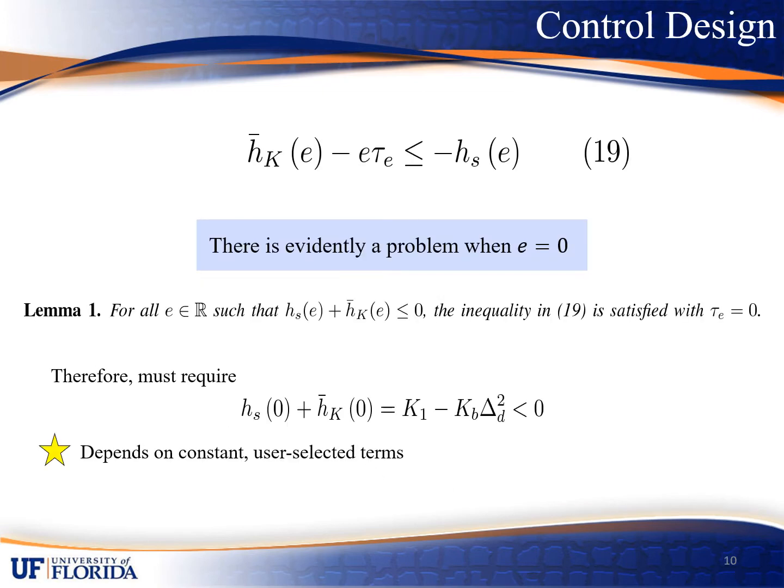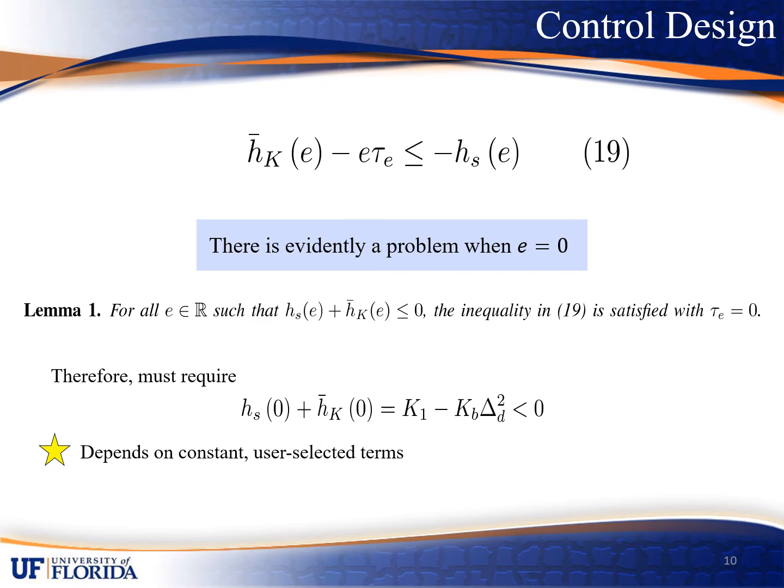Unfortunately, it's not immediately clear that the quadratic program has a solution for every possible state. Here, we'll address a feasibility issue, which is very closely related to the question of existence of a control barrier function. By inspection of our inequality, we see that if E is equal to 0 and h bar k plus hs are greater than 0, then there's obviously no solution to this inequality. The converse of that statement is that if hs plus h bar k are less than or equal to 0, then the inequality 19 is satisfied by choosing tau e equal to 0.